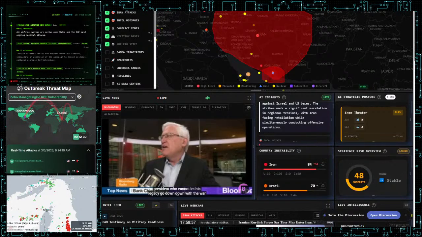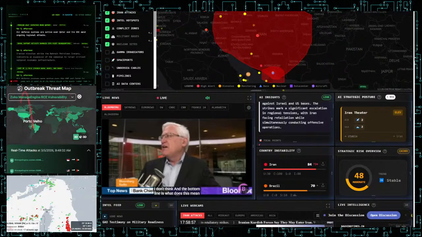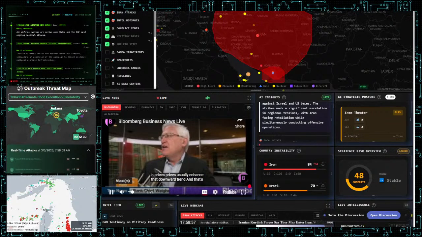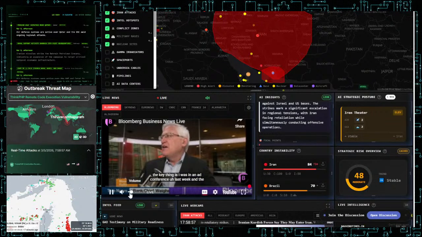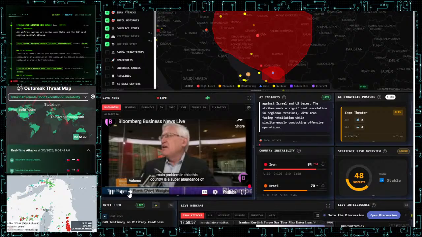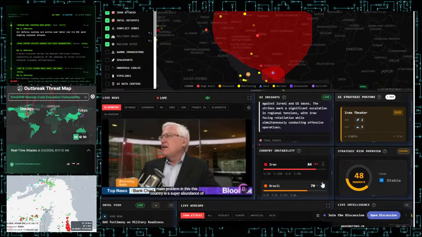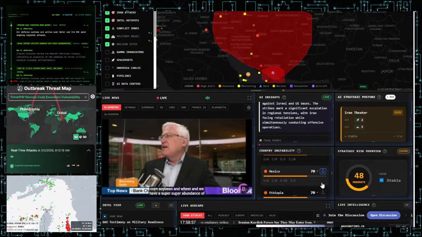I was at an ag conference last week, and the main problem in this country is a superabundance of corn, soybeans, and wheat. And we have a superabundance of crude oil and natural gas. Right now, it's really the world's problem, but I fully expect this to resolve soon. But this is just enhancing that superabundance in the States.